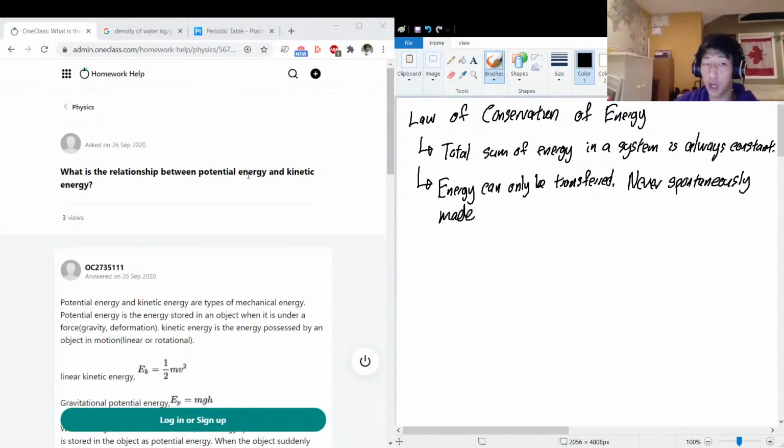Okay, so basically, we can put this as an equation, like energy of system is equal to the potential energy, so E potential, plus E kinetic.